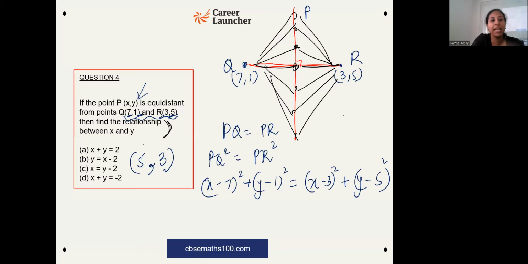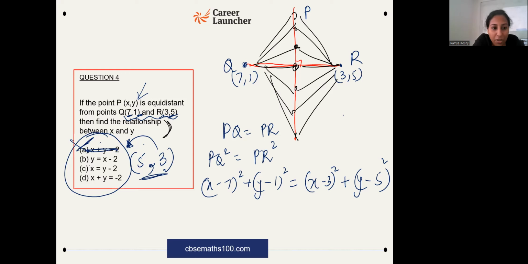Whatever relationship is there between x and y, this point should satisfy it. I'm repeating, only for a 1 mark question, to save time on solving this question, you can take a specific point which is equidistant, which is the midpoint. That's the easiest point to find. Find the midpoint, then check which equation it satisfies. So x plus y equals 2. Is 5 plus 3 equal to 2? No, 5 plus 3 is not equal to 2. So this is not the answer.